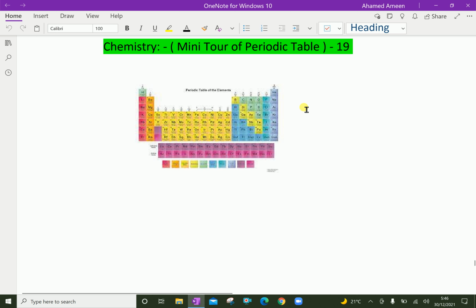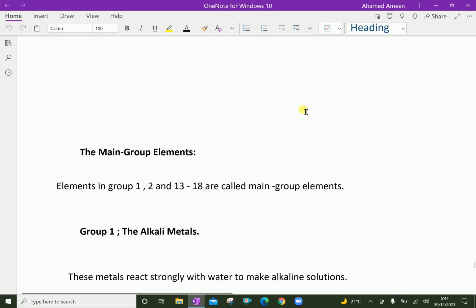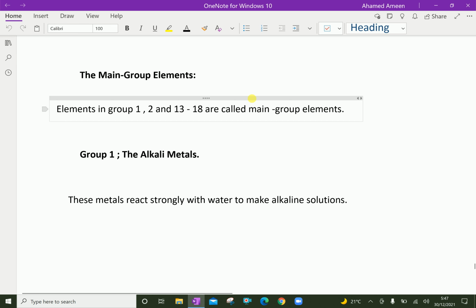The location of different families of main group elements on the periodic table describes their characteristics and properties, and relates their properties to their electron configuration. Here, the main group elements.